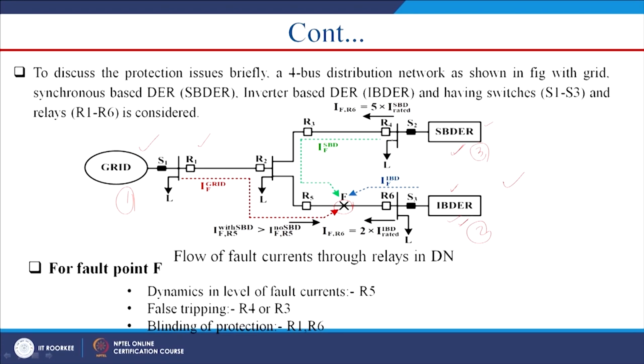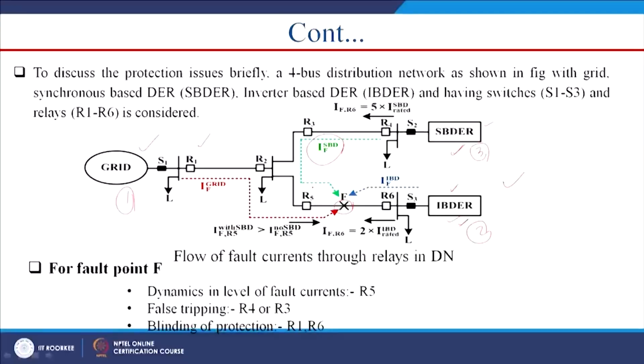So, what will happen is that the current contributed by this SBDR is more than that of this IBDR, and that is what this IFSBD is, the current contributed by the synchronous based DR, and this IFIBD is the current contributed by the inverter based DG. Now, let us see what issues come up due to this.